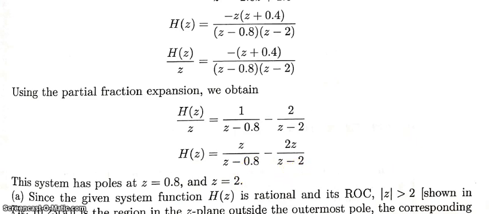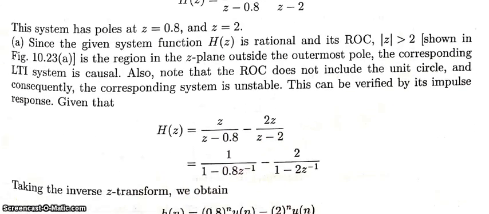Now we will consider the different ROCs given. In the first case, the ROC given is mod Z greater than 2. Here the outermost pole is located at Z equal to 2, and the ROC is the region outside the outermost pole. Therefore we can say the given LTI system is causal, and since the ROC does not include the unit circle, the corresponding system is unstable.